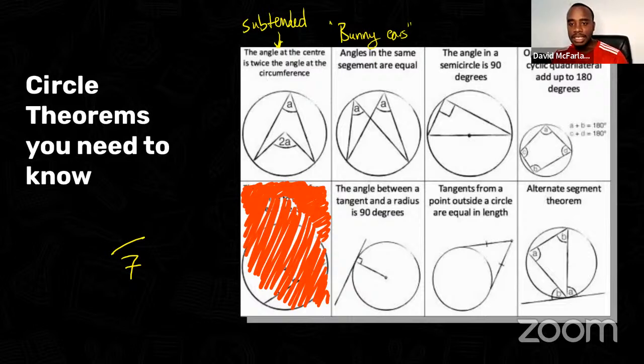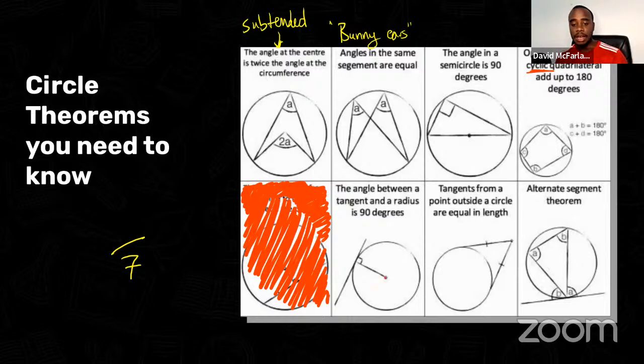This other one, the angle in a semicircle is 90 degrees. That's a common one as well. Opposite angles in a cyclic quadrilateral, that means all the corners of the quadrilateral touch the circle. The angle between a tangent and a radius is 90 degrees. You know that one as well.